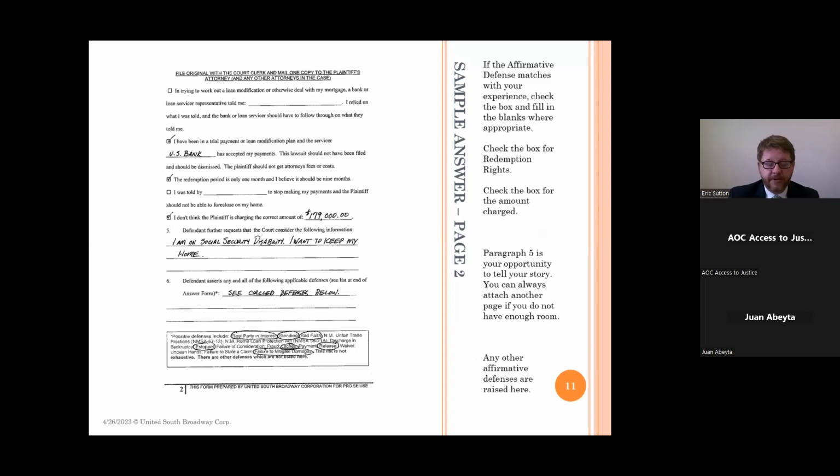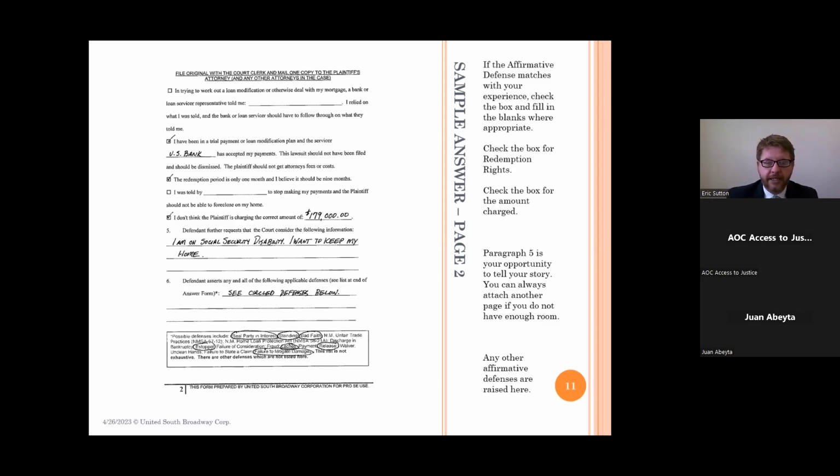For example, if the loan had been in the middle of a trial payment plan or a loan modification plan, especially if the servicer had accepted payments, and the servicer, I mean, is the party that actually collects the payments, but they moved forward with the foreclosure anyway, that's called dual tracking. It shouldn't have happened. That's a defense to the foreclosure. And again, there's various other possibilities here.